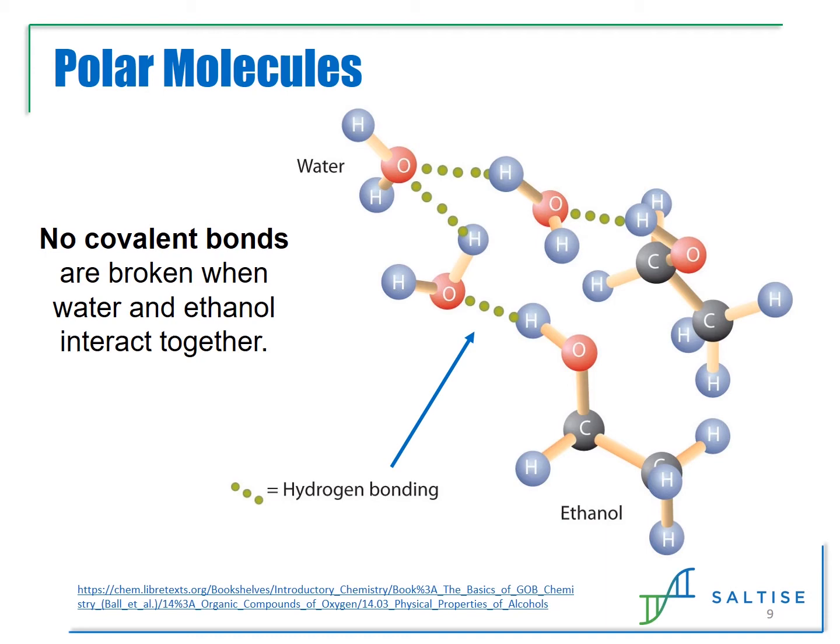One thing to take note of is that none of the covalent bonds are affected in these interactions. When ethanol and water are mixed, the covalent bonds of the molecules stay intact because they are very strong. There's not enough energy in the solution that would cause the bonds to break and the atoms to separate.